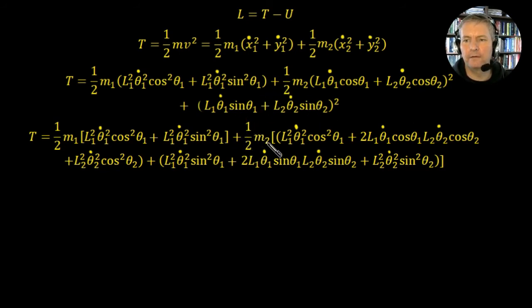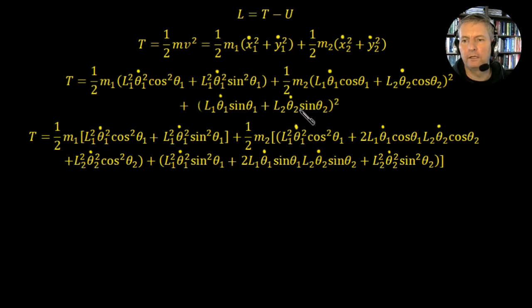So we're going to have a half m2, and we're going to have our L1 squared theta 1 dot squared cos squared theta 1, the first term, and then when you multiply the two together and add, you're going to have 2 L1 theta 1 dot cos theta 1 and L2 theta 2 dot cos theta 2, and finally we square out the last one. Square those out, we get L2 squared theta 2 dot squared and cos squared theta 2. Now we do the same for the last term here, so we're going to end up with three terms. We're going to have the square term here, which is the L1 squared theta 1 dot squared sine squared theta 1.